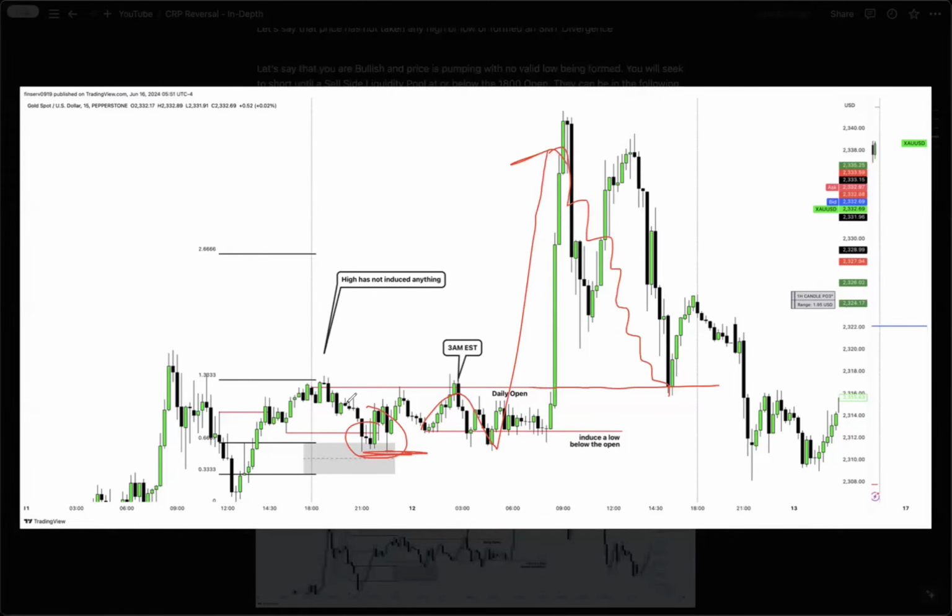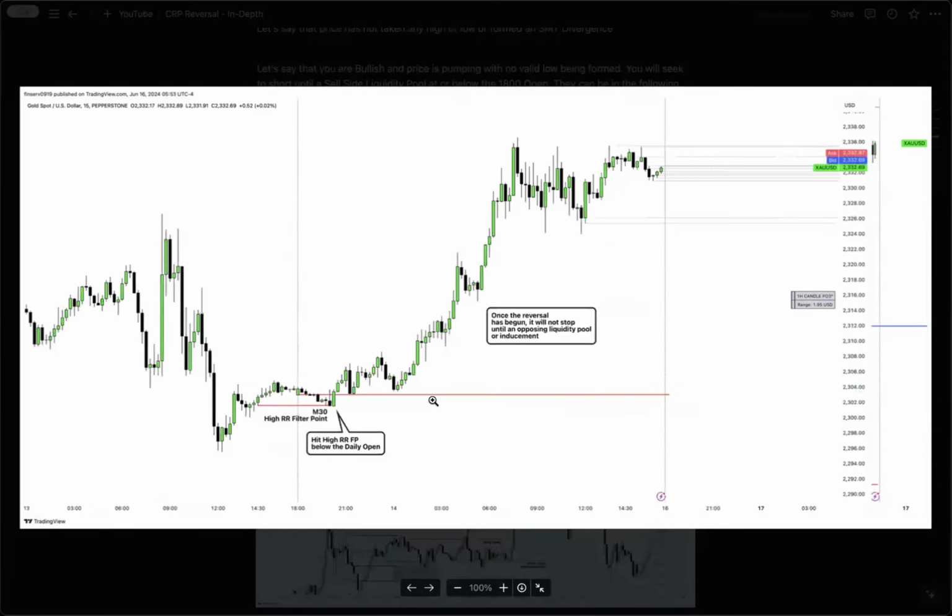Converge. Okay. Next. Here, opening price 1, 2, 3. See this? This is a 30-minute high RR filter point. We began the reversal here. So during the London session, we don't need to come back down here again. We don't need to come back below the 1800 opening price. So price will then reverse, and it will reverse until it hits a liquidity pool.